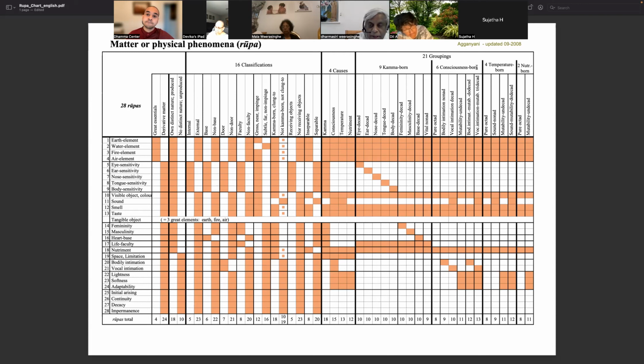Bhante, when it comes to temperature born mutability, it can be if somebody is singing a nice song, you create a sense of calmness. Temperature born, yes.